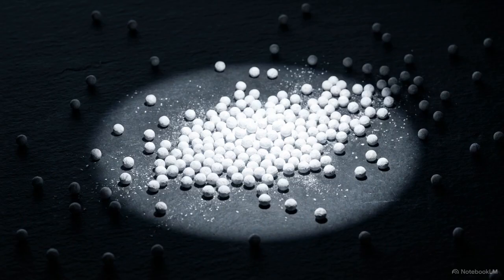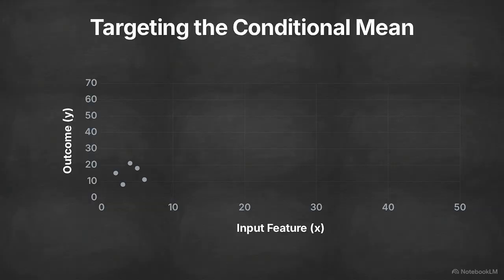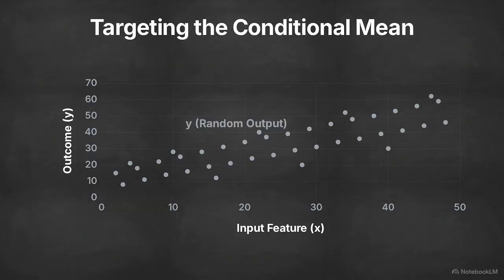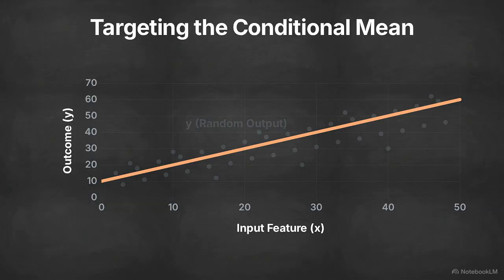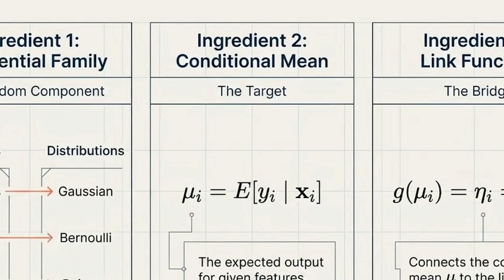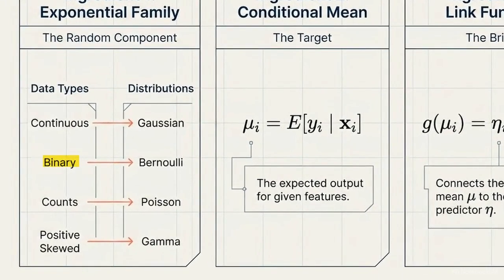To fix the breakdown, we shift our target. We stop trying to predict the exact random outcome of a specific data point and focus instead on the conditional mean. The center section of this diagram defines that metric. The conditional mean, represented by the Greek letter mu, is the expected value of the output given specific features. For binary data, mu represents the probability of the target class occurring.